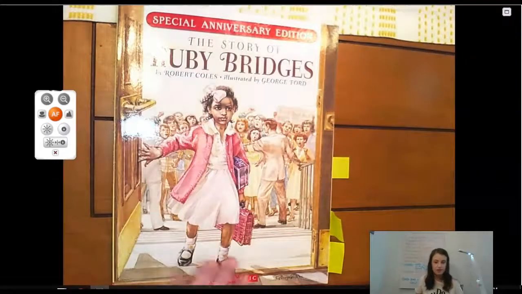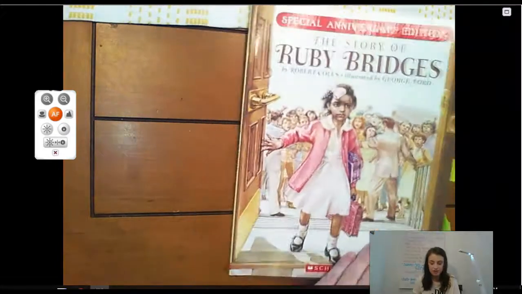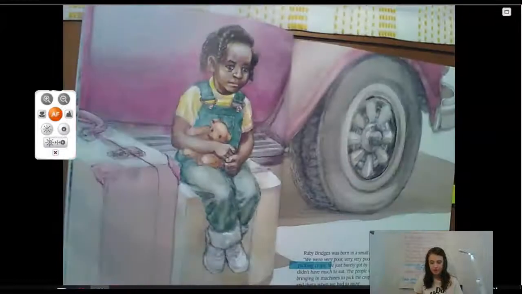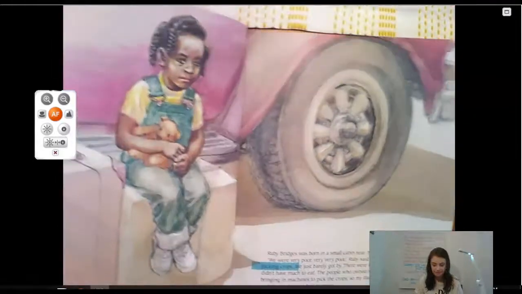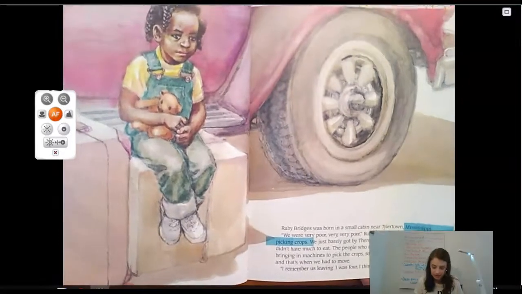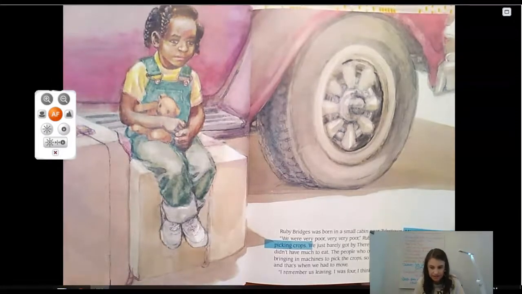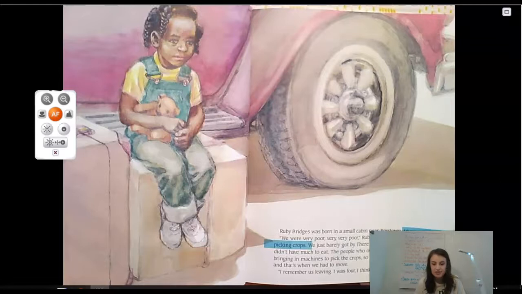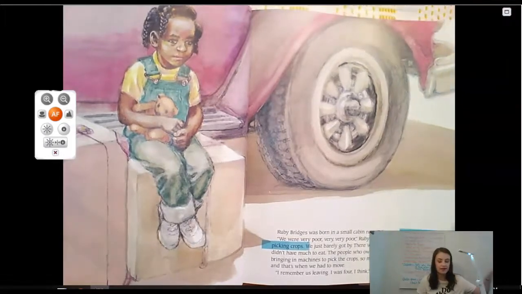So let's get started. The Story of Ruby Bridges by Robert Coles, illustrated by George Ford. Ruby Bridges was born in a small cabin near Tylertown, Mississippi. We were very poor, very, very poor, Ruby said. My daddy worked picking crops. We just barely got by. There were times when we didn't have much to eat. The people who owned the land were bringing in machines to pick the crops, so my daddy lost his job, and that's when we had to move. I remember us leaving. I was 4, I think.